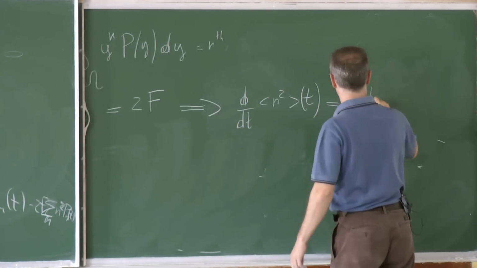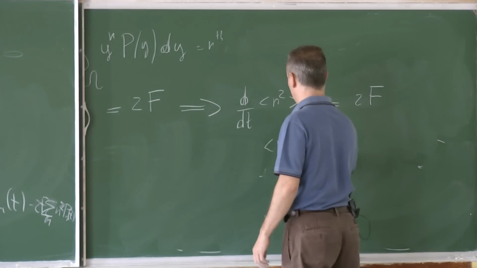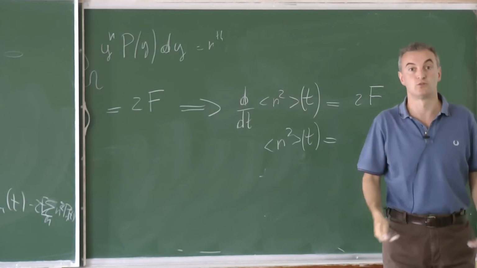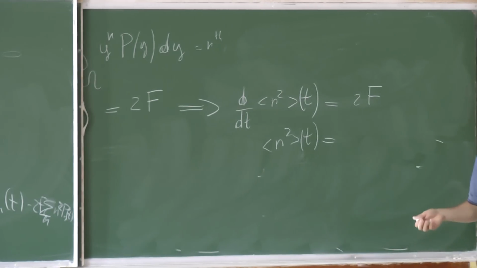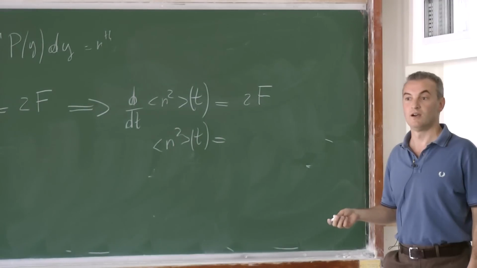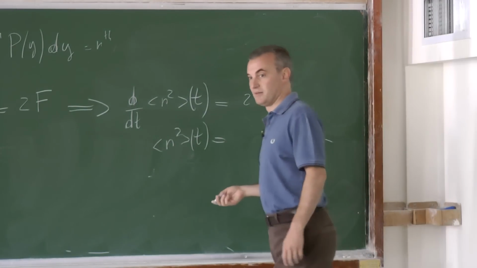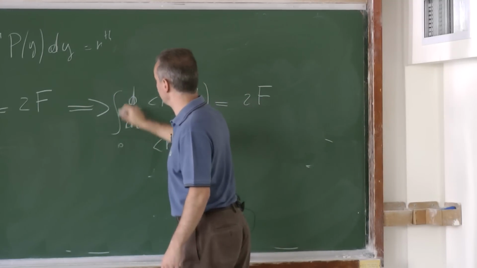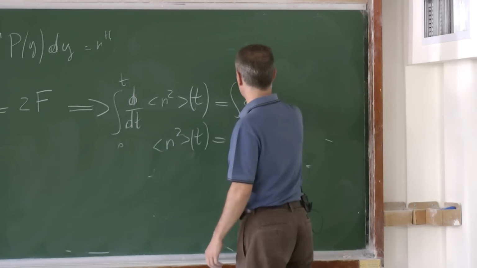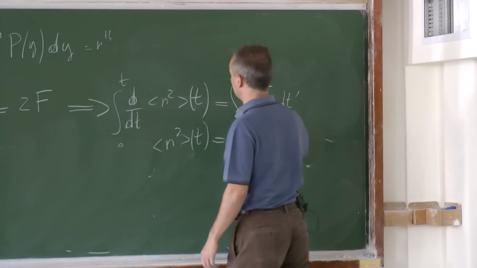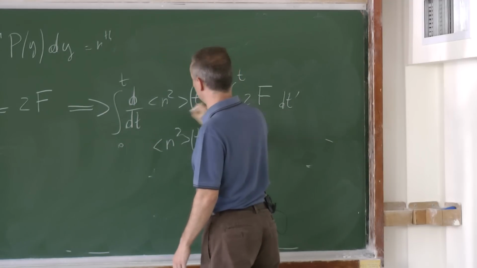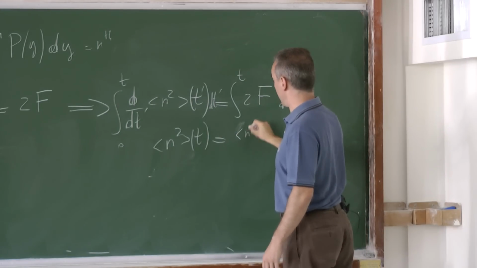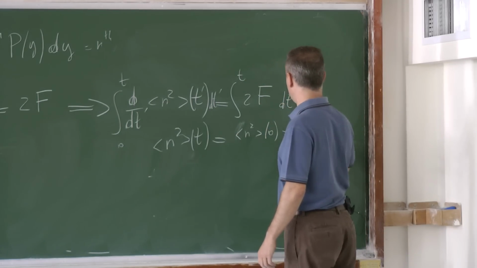is equal to 2f, and therefore, n squared of t, we know how to integrate this equation. If you want to write n squared of t, you all know? But then you have an initial condition. So that becomes n squared of 0 plus 2ft.